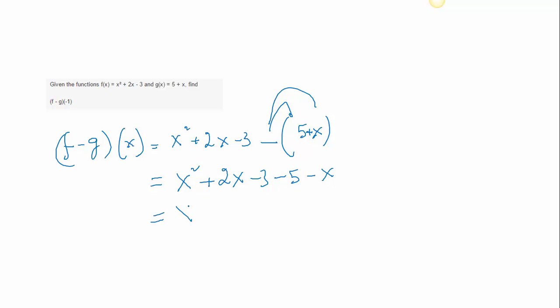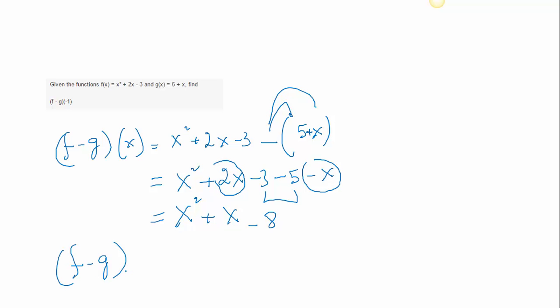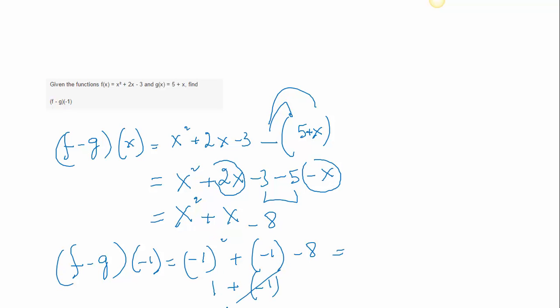Let's combine like terms. X squared is the only one with a square. Now we have 2x and we have minus x. 2x minus x is just plus x. Negative 3, negative 5 is negative 8. Now we can find f minus g of negative 1 by replacing x by negative 1. So negative 1 quantity squared plus negative 1 minus 8. Negative 1 squared is just 1, plus negative 1, these two will cancel because 1 minus 1 is 0. And so the final answer is negative 8.